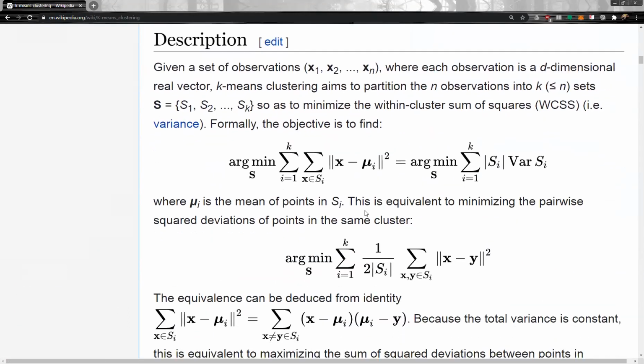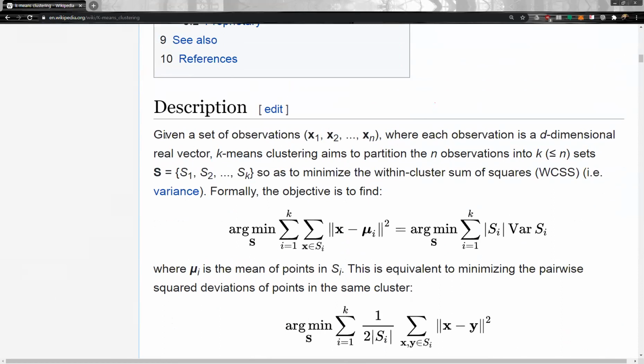Okay, we have the description of k-means clustering. So given a set of observations x1, x2, up to xn, so we have n number of data, where each observation is a d-dimensional real vector. So they are the vectors x1, x2, up to xn. They are vectors of dimension d.